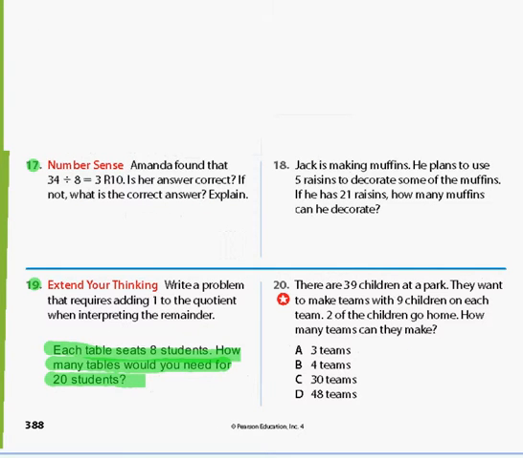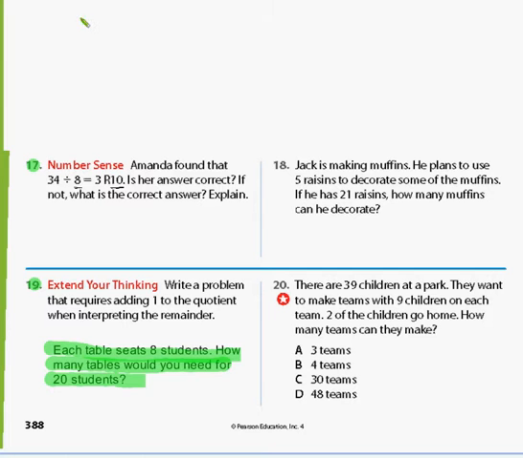Okay, the first one. Amanda found that 34 divided by 8 equals 3 remainder 10. Is her answer correct? If not, what is the correct answer, and explain? So, okay, I know it's not correct because we talked before and we decided that our remainder cannot be larger than our divisor. Okay, so we'll work this problem out just doing a dot array like we had on the other problems. And so I'll make an array that is 8 across the top.